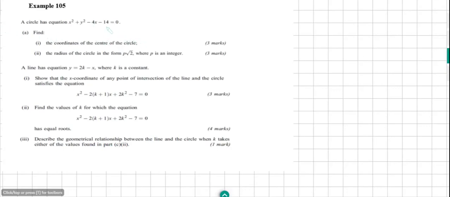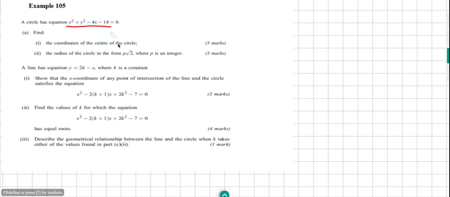I'm now going to look at more of an exam style question. So again, this is to do with the intersection of a straight line and a circle. So we've got a circle with this equation, x squared plus y squared minus 4x minus 14 equals 0, and we've got to find the coordinates of the center of the circle.